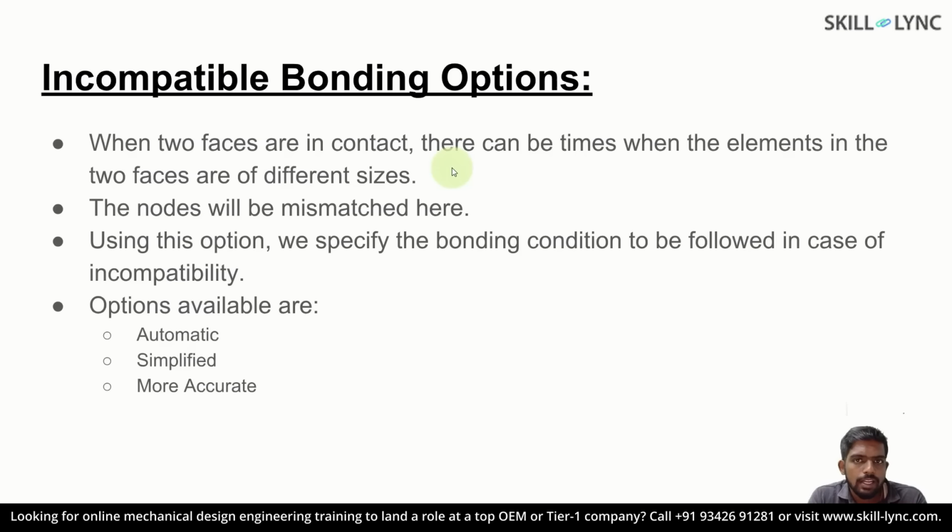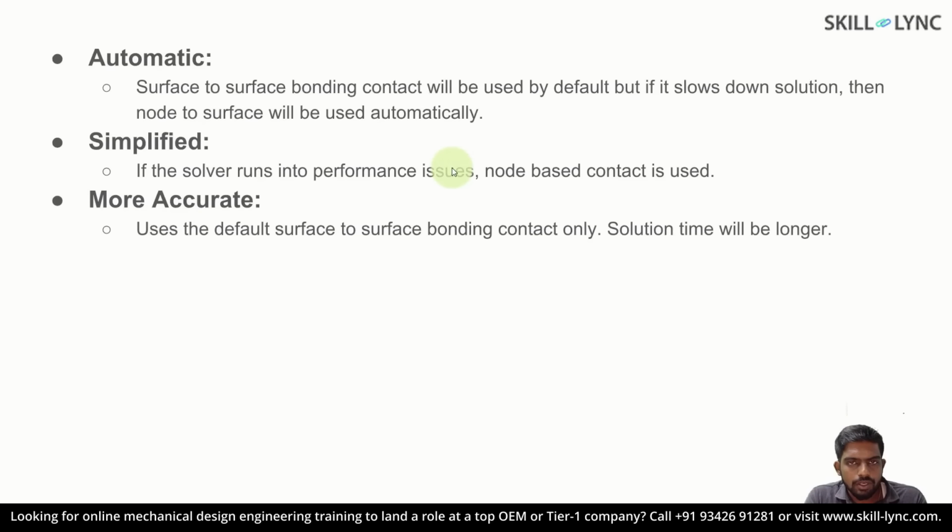This problem can arise because the geometries are not even throughout, and the mesh size is not consistent throughout. In order to tackle this problem, SolidWorks provides us with three options. The first is automatic, the second is simplified, and the final one is the more accurate option. The automatic option is the default option chosen by SolidWorks Simulation, wherein it considers both surfaces as a whole to define any contact. But in case this approach is found to be slower, the solver automatically chooses the node to surface option to proceed with the simulation.